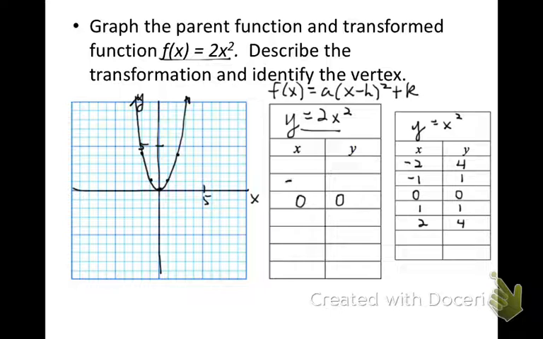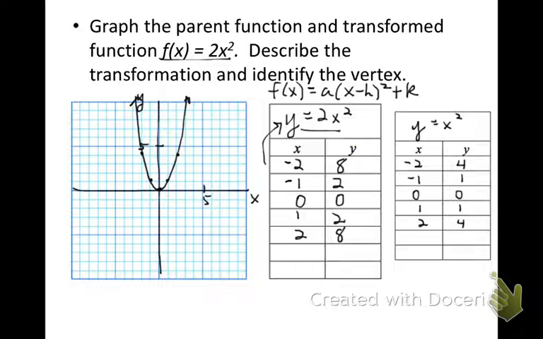And then I'm going to step 2 values in the negative direction and 2 in the positive direction. Now I'm going to plug them into my equation for x. So negative 2, and order of operations tells us we need to square first. So negative 2 squared is 4. 4 times 2 is 8. Negative 1 squared is 1. And then 1 times 2 is 2. 1 squared is 1, times 2 is 2, and 2 squared is 4, times 2 is 8.